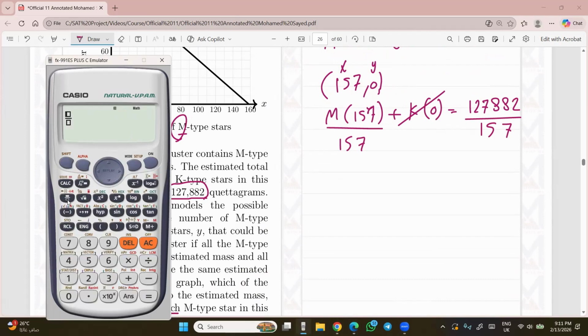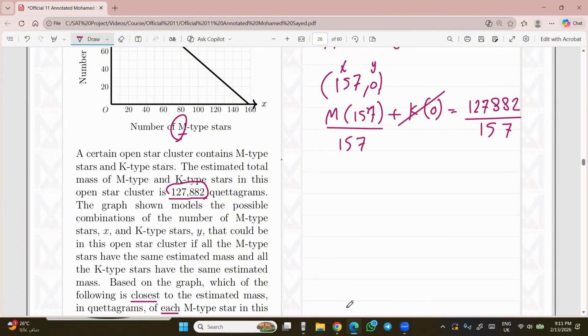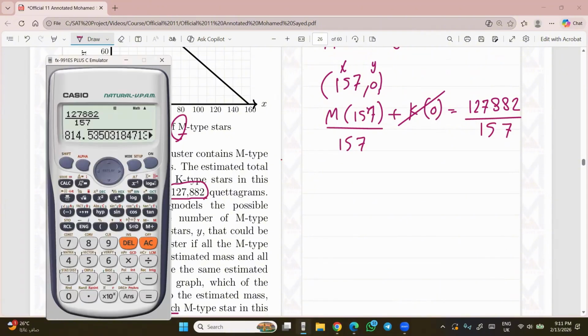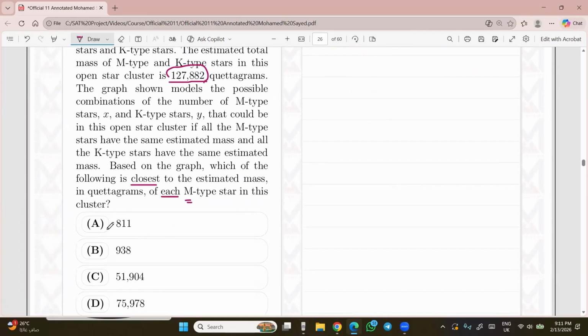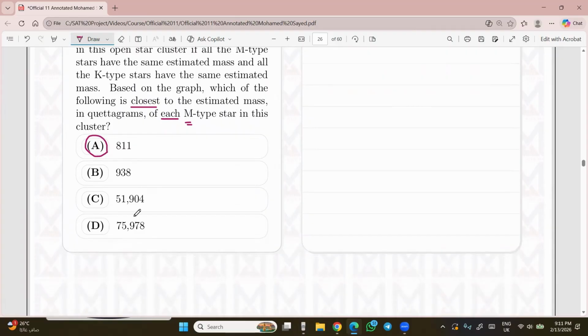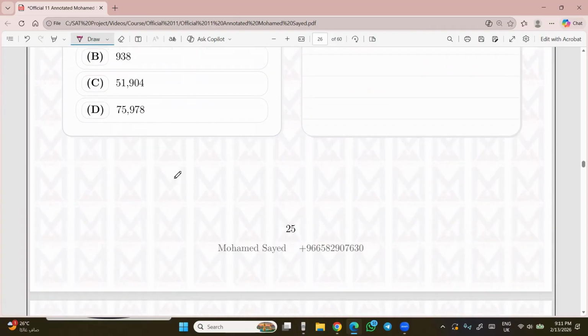So we write a fraction bar and write 127,882 over 157 and get the closest answer. 814.5. Yes, 814 point 5. It's very close to 811. Of course, the other numbers are spread away. That's the answer to the question.